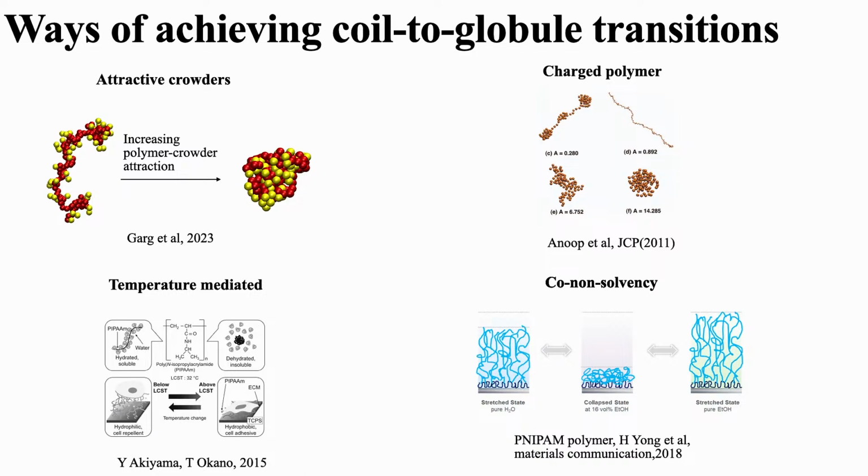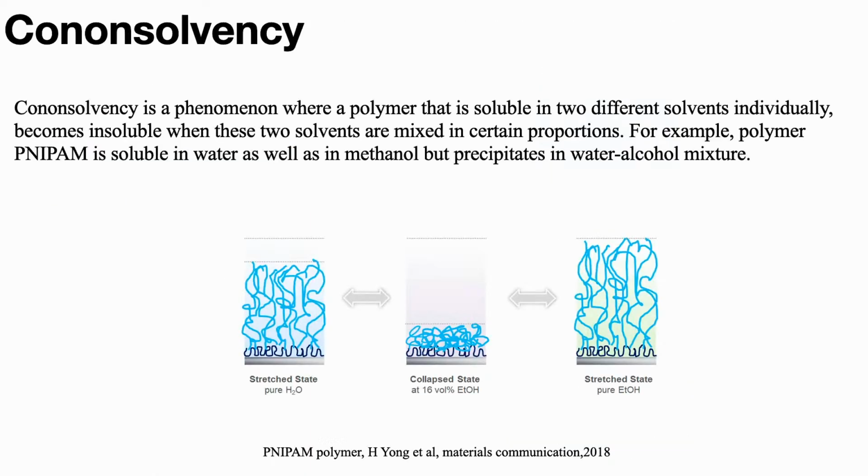And then today, I'll just go through a little this way. This in literature is known as something called cononsolvency. So what is cononsolvency? Cononsolvency is a phenomenon where a polymer that is soluble in two different solvents individually becomes insoluble when these two solvents are mixed in certain proportions.